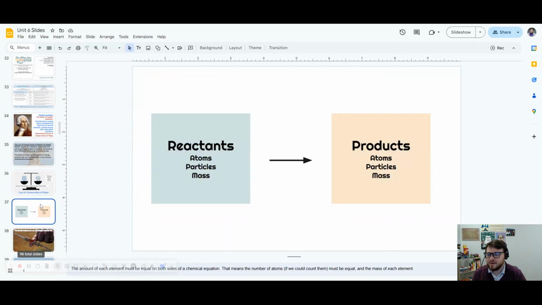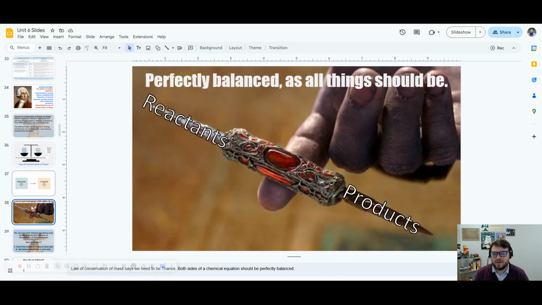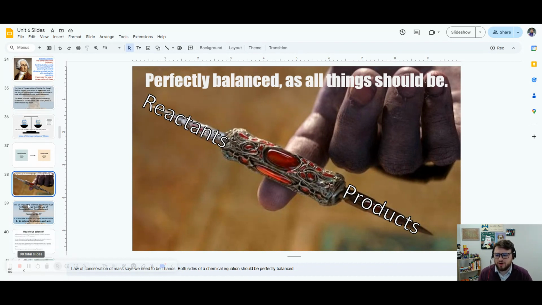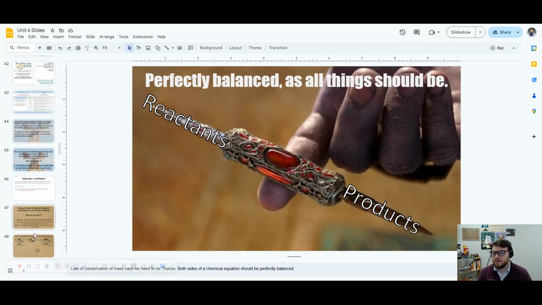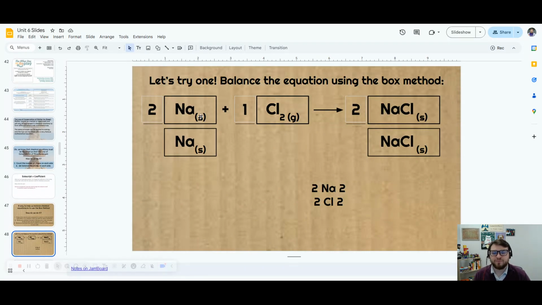Okay, and this is why we must balance our chemical equations. We need to have the same number of atoms of each element on both sides of the equation. We can't show that we are creating or breaking something, and the way we do this is we use the box method. We visualize this by putting a box around each compound, and then when we do our initial count of our substances, we look at how we can add elements to each side.